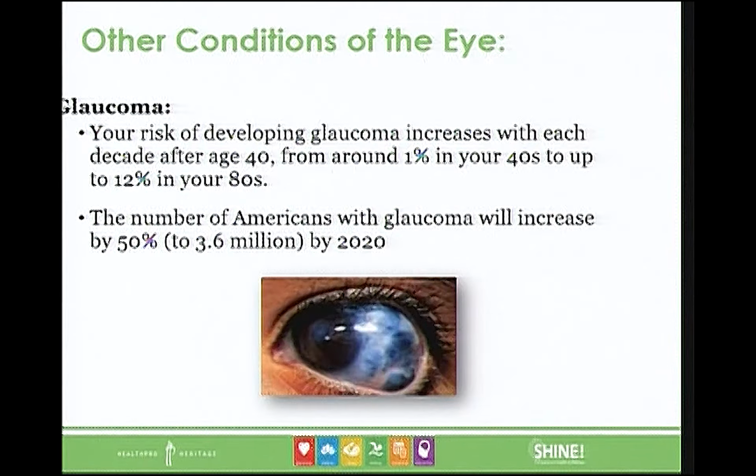Okay, another common condition is glaucoma. Your risk of developing glaucoma increases with each decade after age 40, from around 1% in your 40s to up to 12% in your 80s. The number of Americans with glaucoma will increase by 50% to 3.6 million by 2020.